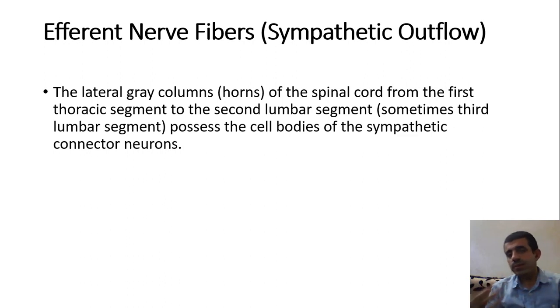In the spinal cord there will be efferent nerve fibers coming out. These efferent nerve fibers are sympathetic outflow. So these start from the first thoracic segment, from T1 up to L2 or sometimes to L3. So from T1 to L2, L3, there will be nerves coming out.